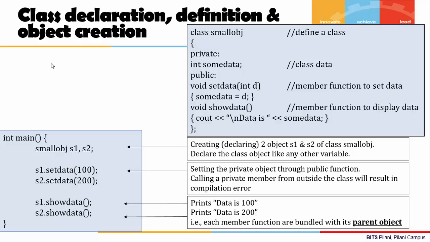So S1.showData gives the output, the data is 100. Similarly, for object S2, the data is set to 200. So it shows the data is 200. Each member function, showData and setData, is bundled with its parent object, and they are setting the integer values. So this is how we declare and define a class and create objects in the main function.